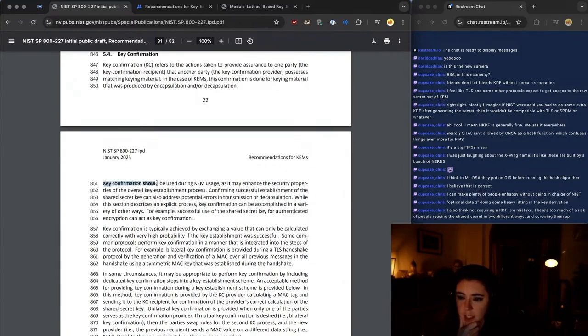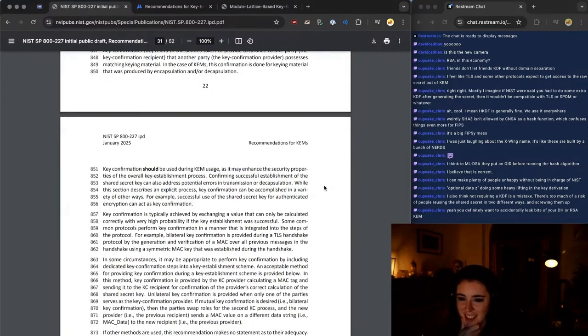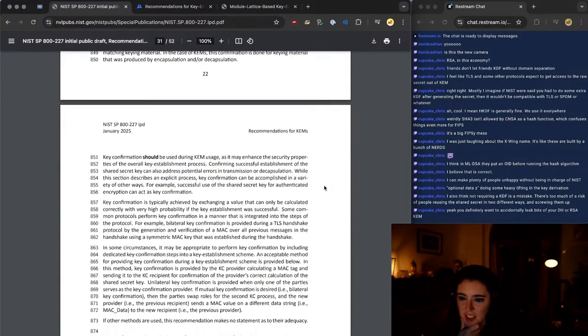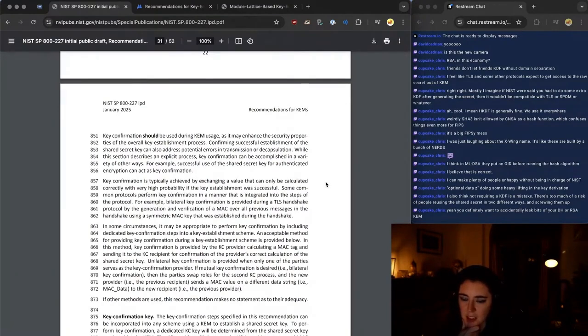This is funny. Key confirmation should be used during KEM usage. Definitely won't accidentally misuse a KEM. Enhance the security property of, confirming successful establishment of shared secret can also address potential errors. Yeah, I guess. I need to go double check what TLS 1.3 does here, if they're MACing the stuff. I don't know if they are. I don't remember. They MAC some things. I forget.